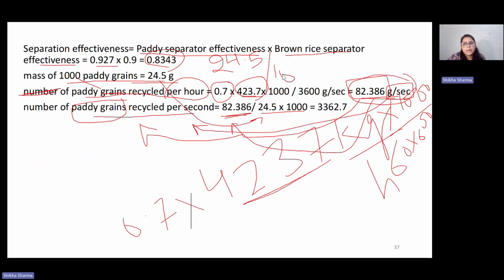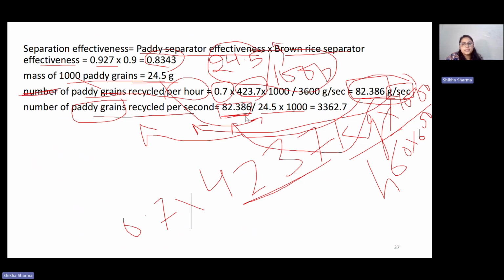For 1000 paddy grain, mass is 24.5 grams, and for 1 grain of this paddy, the mass is 24.5 divided by 1000. So we can take this rate 82.386, and when we divide by the mass of the 1 grain, it will be 24.5 divided by 1000. So 1000 will come up.